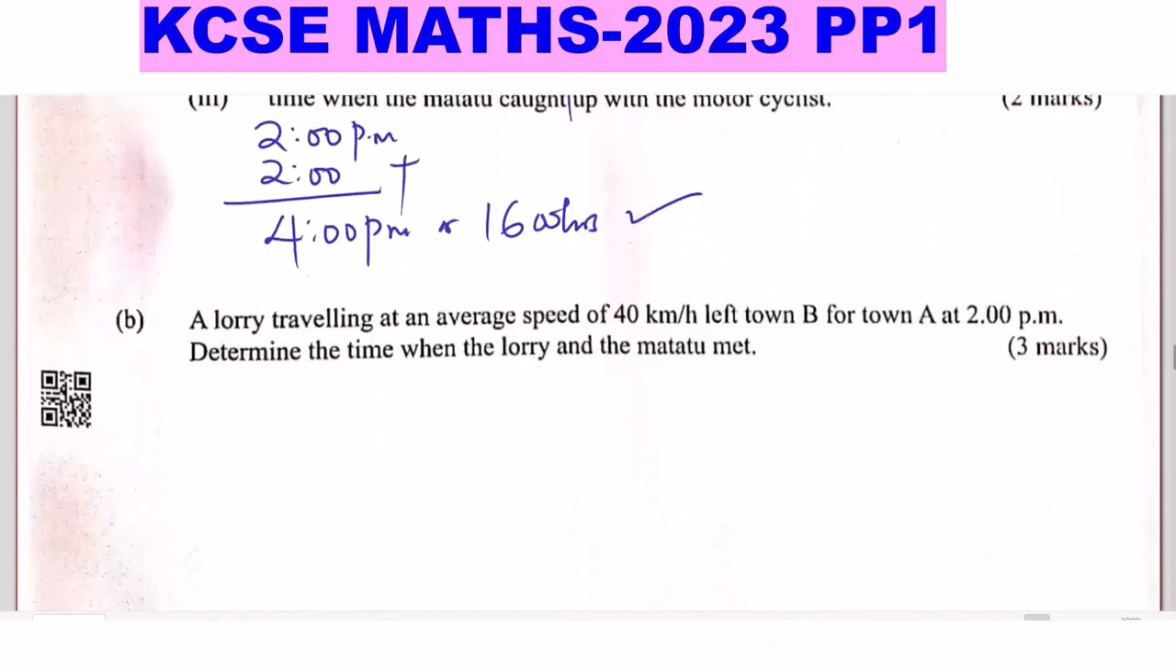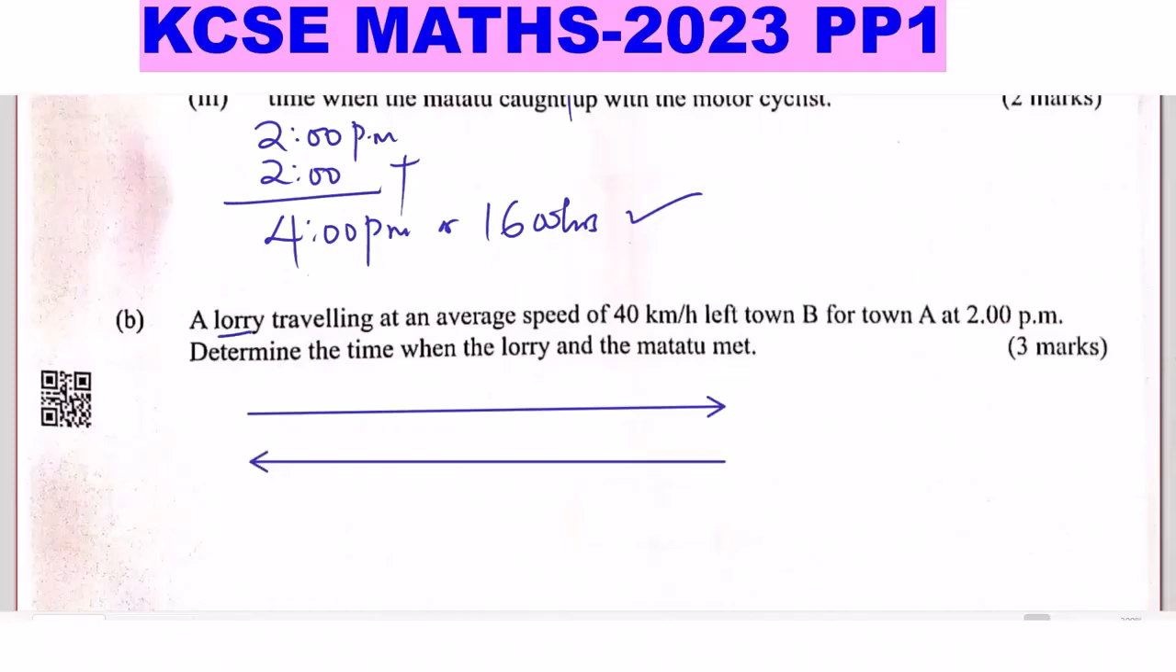Part B, a lorry traveling at an average speed of 40 kilometers per hour left town B, or town A, at 2 p.m. Determine the time when the lorry and the matatu met. So now we have a lorry. Let me just draw these, because now they are moving in opposite directions. The matatu is moving from A to B. This is A, this is B.